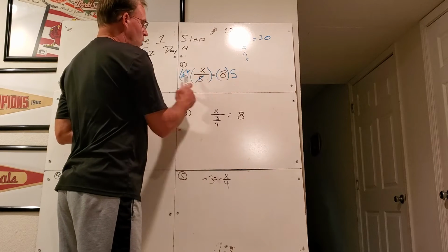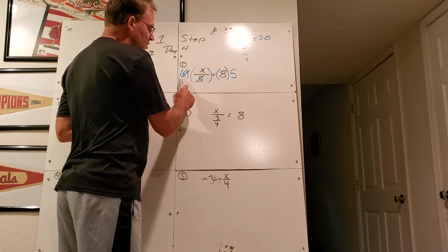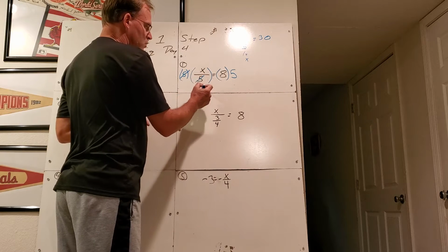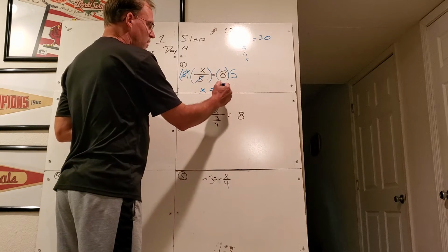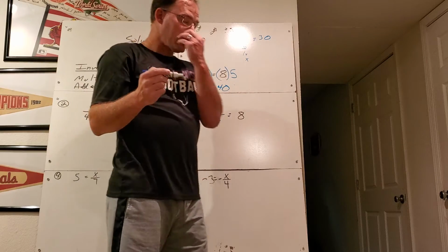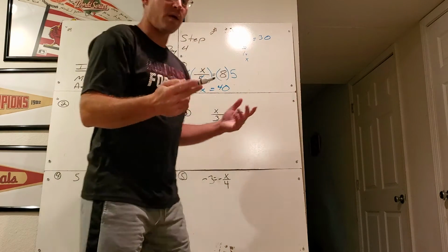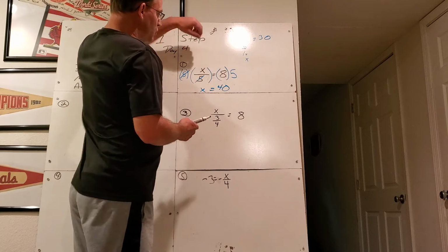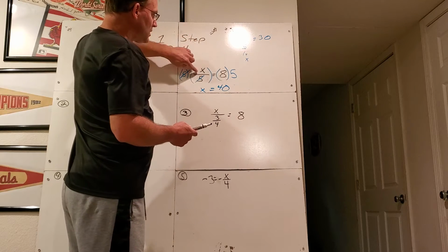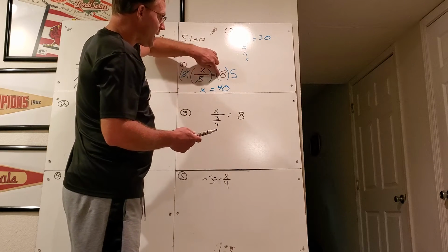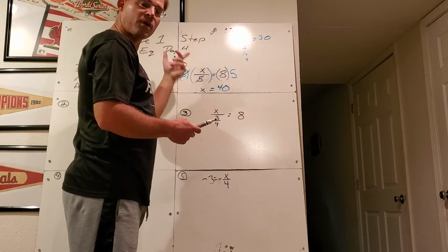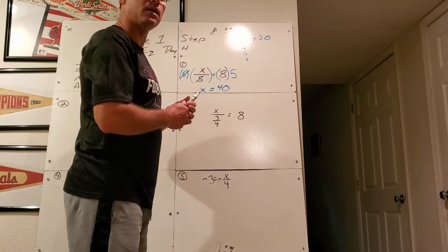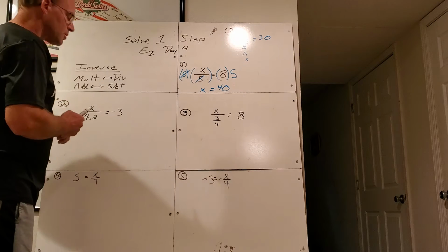5 divided by 5 is 1. So now 5 divided by 5 is 1x. 8 times 5 is 40. So there's my answer. Okay? Again, so I can walk back. The original question, what number divided by 5 equals 8? And the answer is 40. 40 divided by 5 equals 8. I'm finding the number.